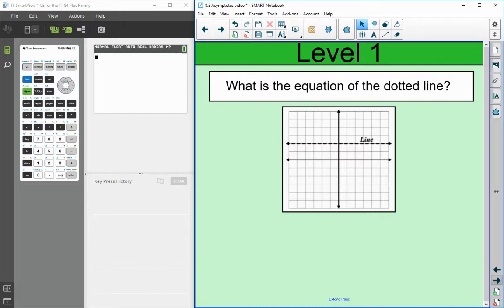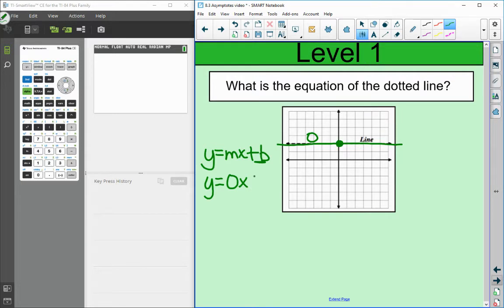What is the equation of this dotted line? Well, first let's think about what is the slope of this line. That slope there is perfectly flat, so it has a slope of 0. So when I do my equation, y equals mx plus b, my slope is 0, x, and then my b, which is my y-intercept right here, is 2. Well, when I multiply 0 times x, I'm just going to get 0. So y equals 2, because that right there made 0. So y equals 2 is the equation of that line.